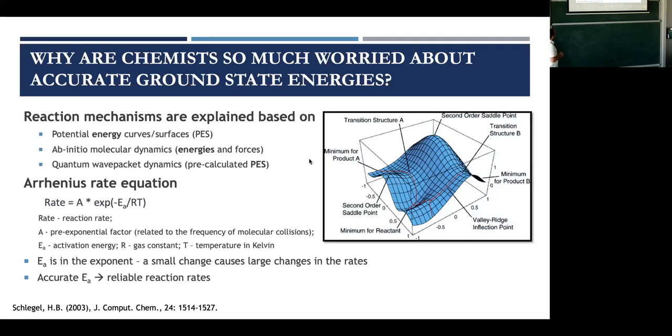And one of the most successful theories, or equations, is the Arrhenius rate equation. Here we have the rate of a reaction, and here is the pre-exponential factor. And here you can see that E_A is the activation energy, the energy difference that represents the barrier which the reaction needs to cross to attain the products. This quantity E_A is in the exponent, and even a small change causes large changes in the reaction rates. So chemists are after accurate activation energies. If we get the activation energy correct, we usually get reliable reaction rates. So this is why energy is important in chemistry.